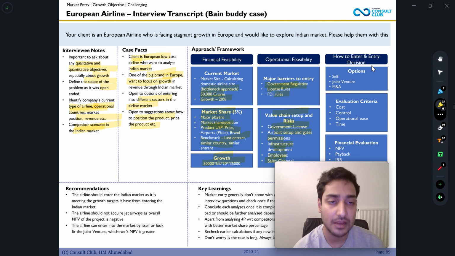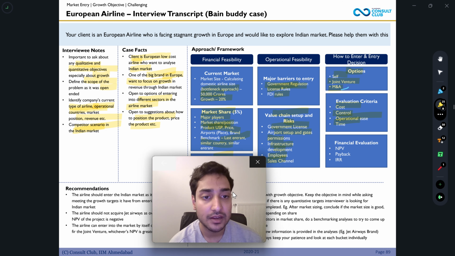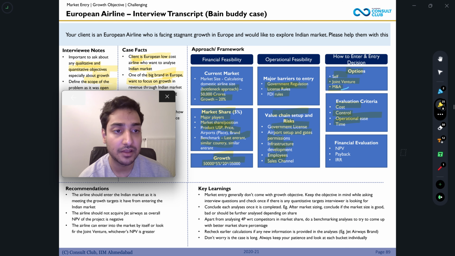In terms of how to enter the market, the options were self, joint ventures, and M&A. We were told to look into M&A, mergers and acquisitions. The evaluation criteria would be cost, control, operational ease, and time. These are the factors you have to look at to enter the market, and where all we have to work if you want to enter the market. In financial evaluation, you see the net present value, the payback period, and internal rate of return.